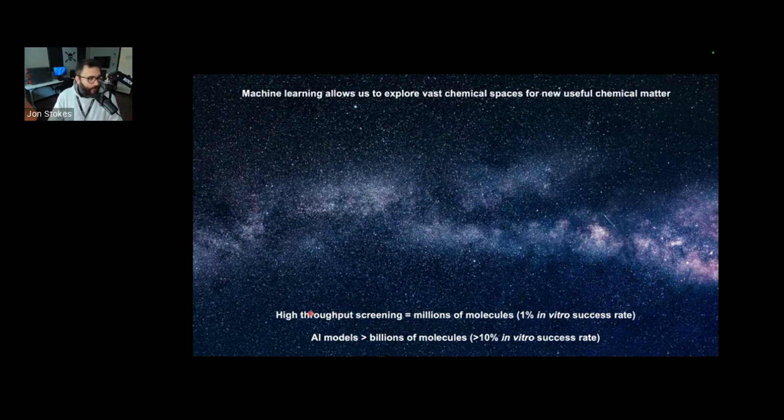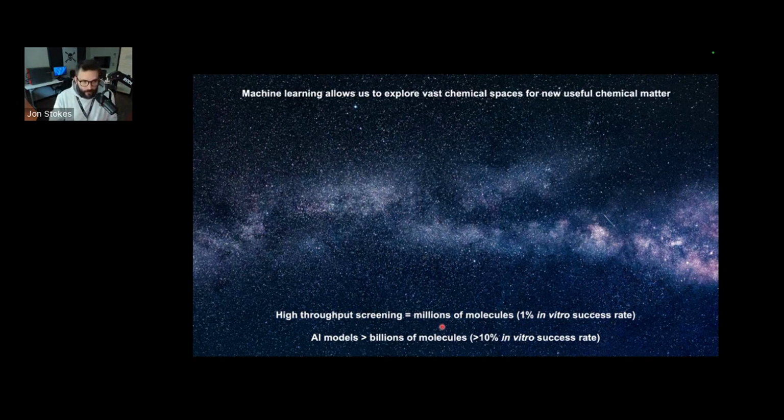And what I'm showing here is, in a conventional wet lab setting, looking for novel molecules that are, let's say, antibacterial, we can test on the order of a couple million molecules in the laboratory. And we would expect, if we're using a naive chemical collection, roughly a 1% hit rate. So 1% of the molecules that we test will have the activity that we want.